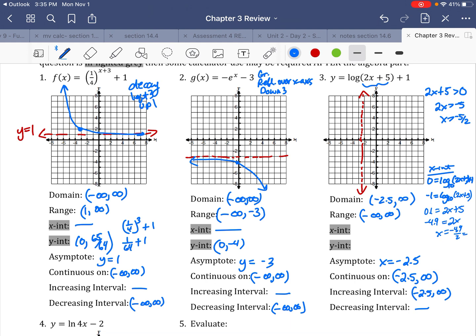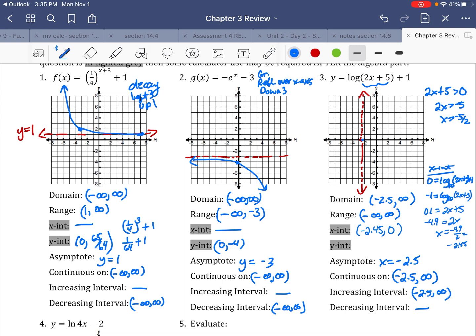So, 49 divided by 2, let's see, 48 divided by 2 is 24. So 49 divided by 2 is 24.5. And this would be 1 decimal over, so that would be negative 2.45. Okay, so my x-intercept is negative 2.45 and 0. So negative 2.45, like right before negative 2.5.